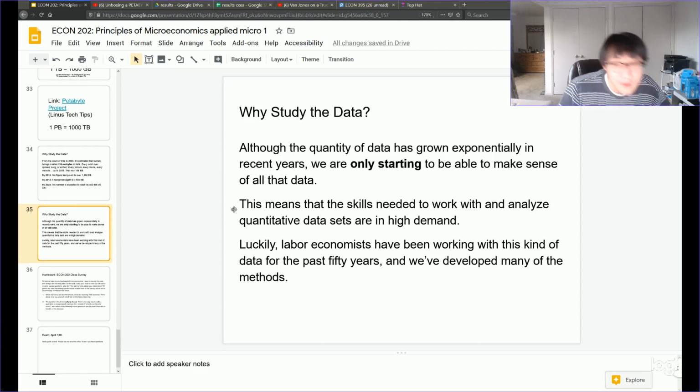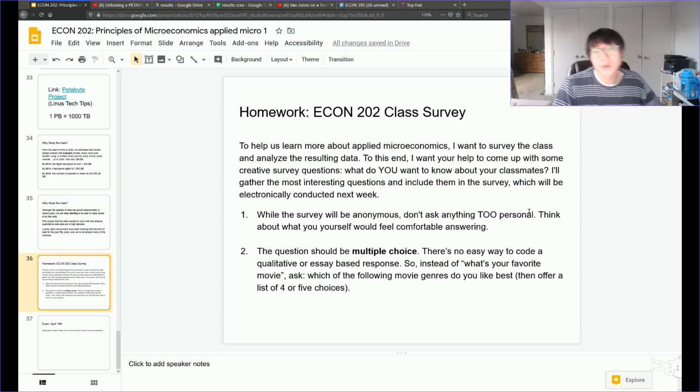Okay. So, like I said, though, economists, we've been working with this kind of stuff for the past 50 years, and we've developed many of the methods for doing so. So, moral of the story, there's never been a better time to study applied micro, and there's never been a better time to learn some of these skills.